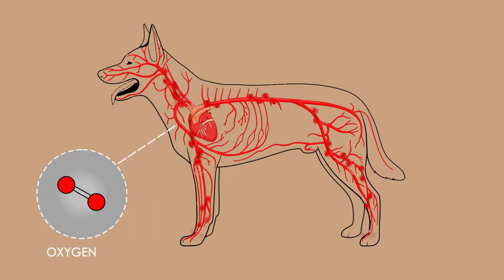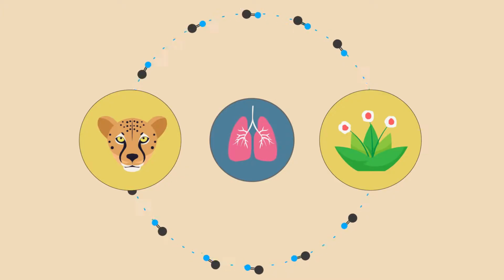You know how you breathe deeply after intense exercise? This is your body replacing the built-up oxygen debt. So that is how anaerobic respiration works in animals.